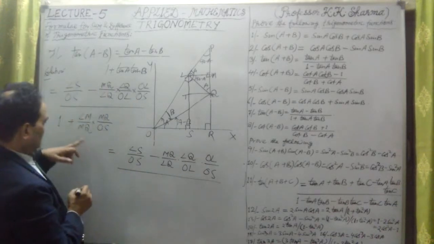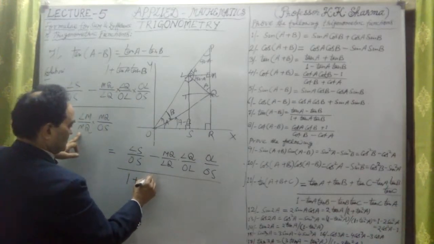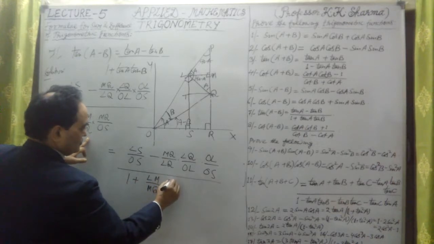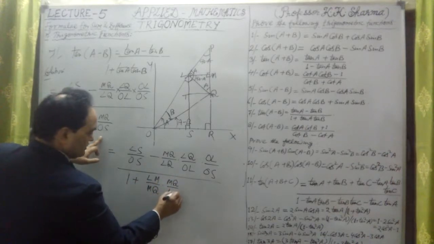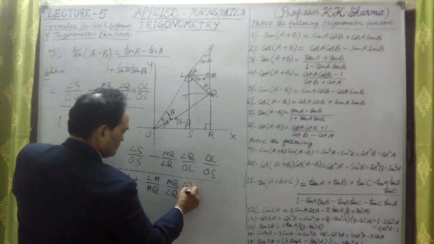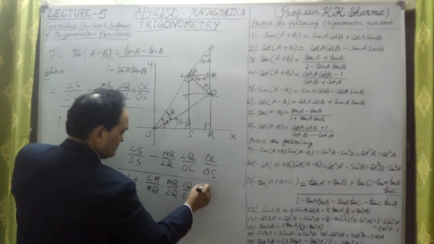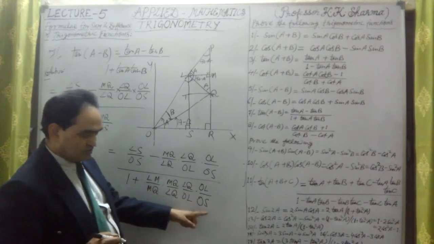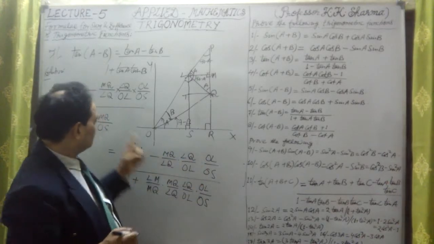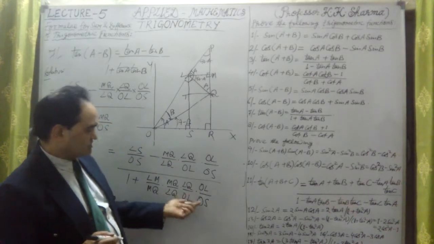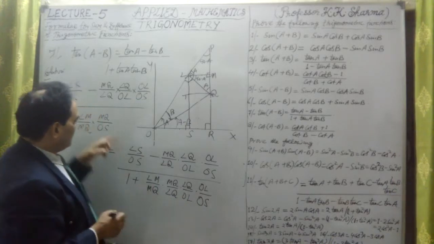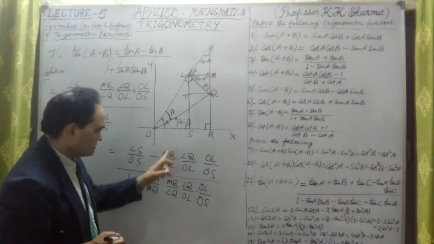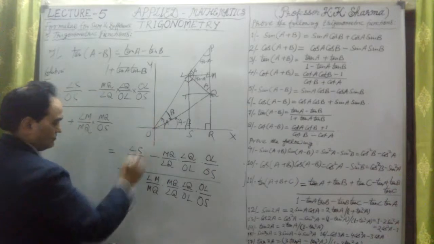Divided by, now this is 1 plus Ln upon MQ into MQ upon LQ. We have to divide by and multiply by LQ. This value we have to write OL into OL upon OS. This MQ and OS is still there. Only this value, which was value of MQ upon OS, we have just replaced at this place in place of MQ upon OS. This Ln upon MQ as it is. MQ upon OS is changed just like this. Okay, so that is from the figure.